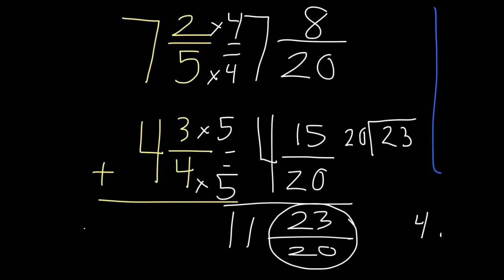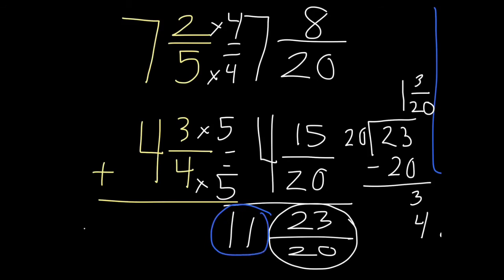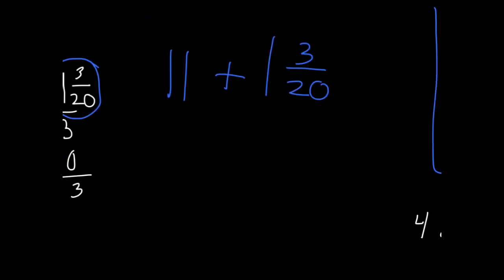But to show you how to do it, 1/20 would go in with 3 remaining, 3/20. So this is my extra, but I already have this whole number over here, so we cannot forget about that whole number. So I'm going to take what I got here with my mixed number, 1 and 3/20, and I'm going to add that to 11. When I do that all neatly, I'm going to add the whole numbers and add the fractions. There's no other fractions, so it's 3/20, and 11 plus 1 is 12. So my answer is going to be 12 and 3/20.